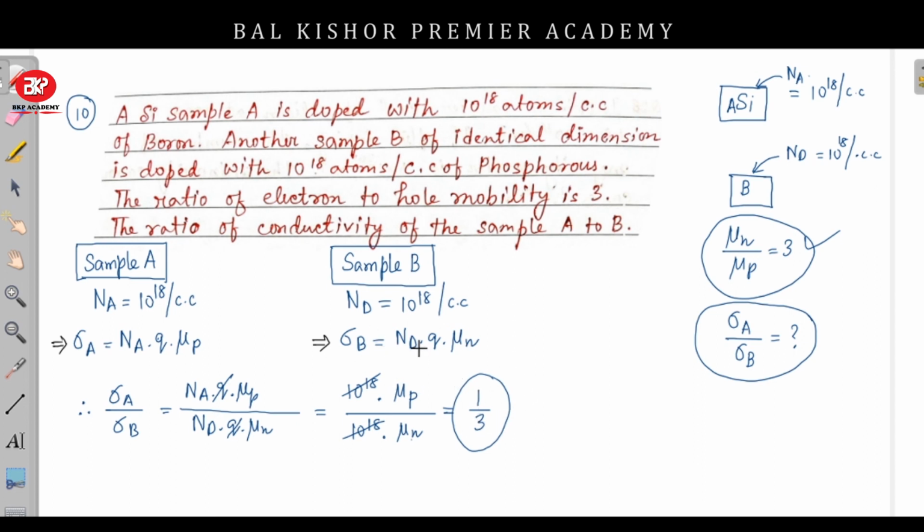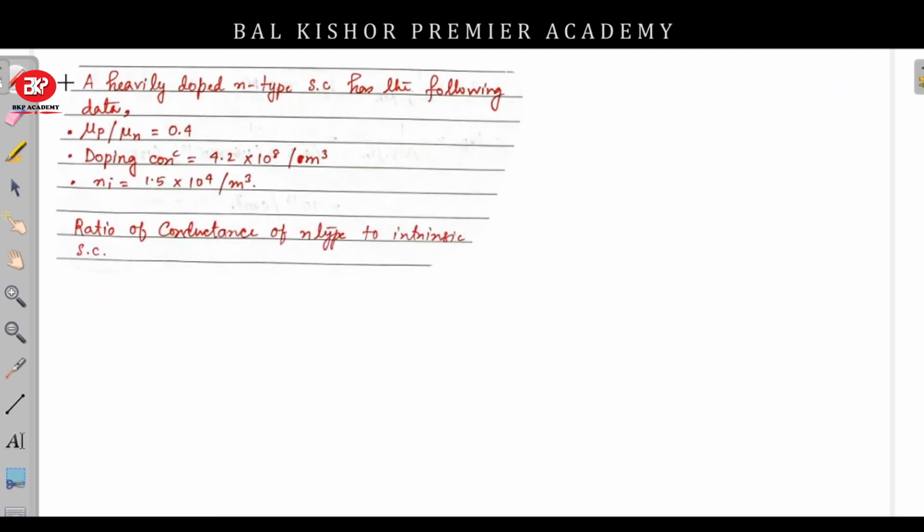Now let's move to another question. So this is the 11th question. A heavily doped n-type semiconductor. You can see it is heavily doped. N-type semiconductor has the following data.